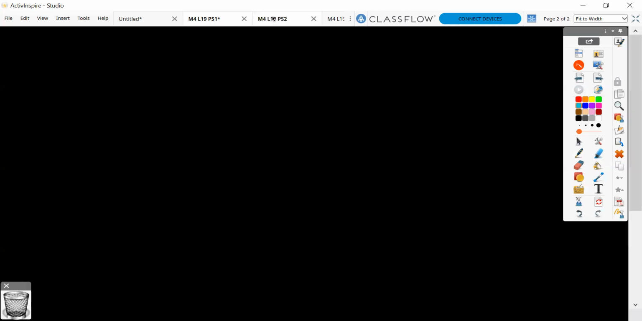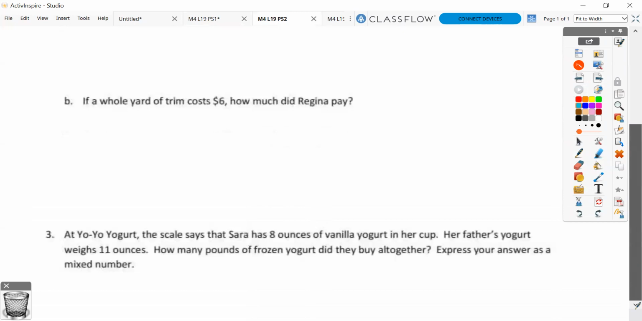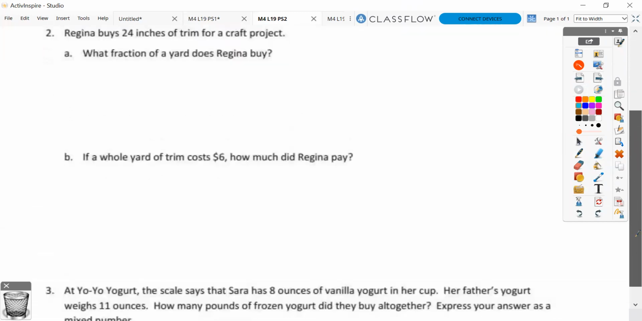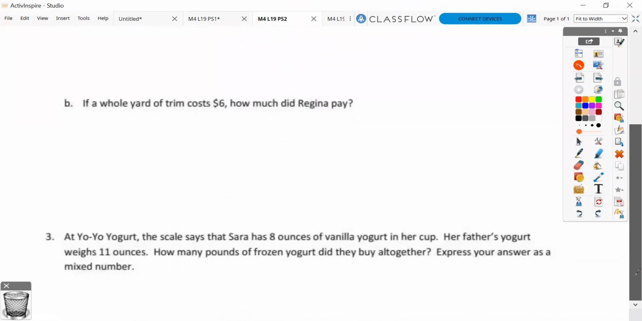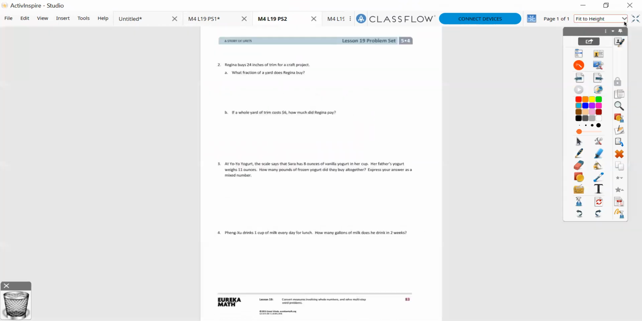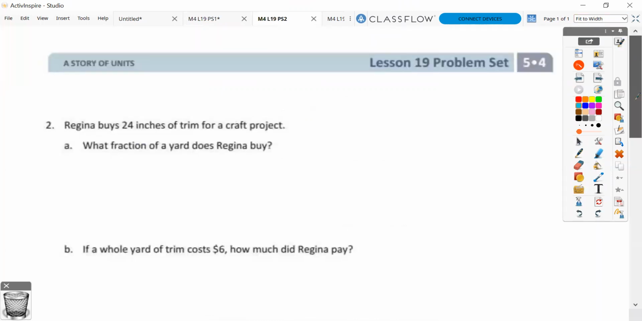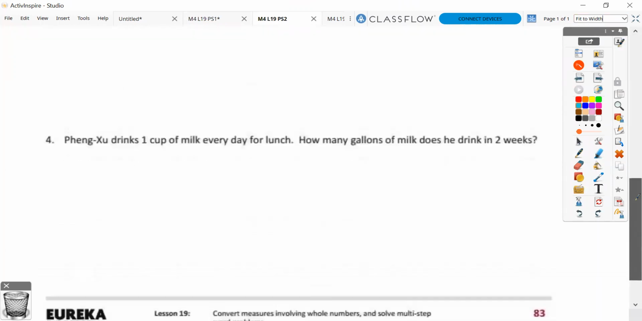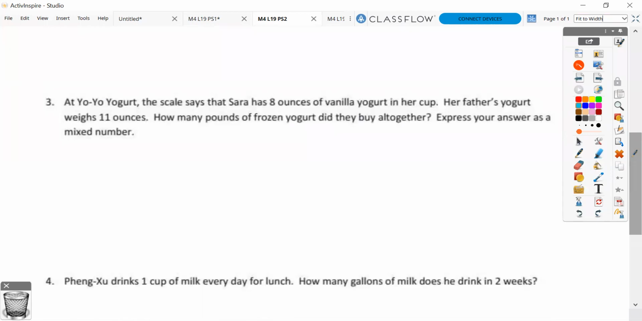Oh, wrong page. Let's go to page 2. There's 2 word problems, and let's go ahead and jump right down to number 3. Oh, there's 4. Okay, let's jump to 3 though.